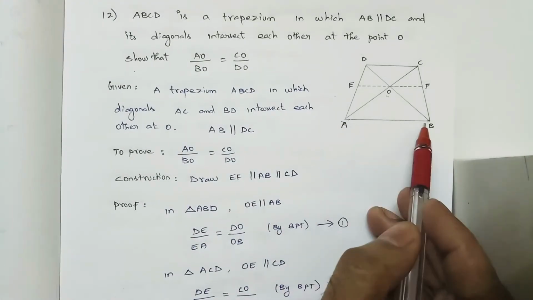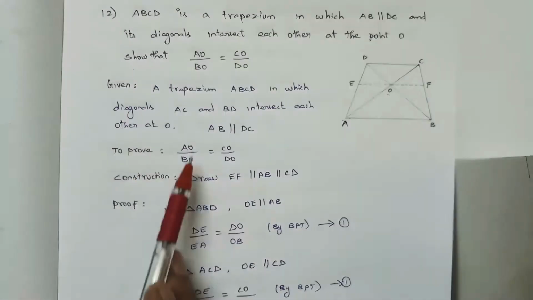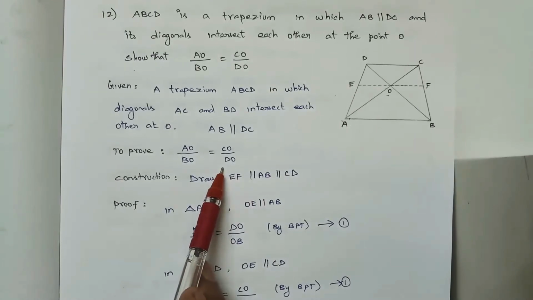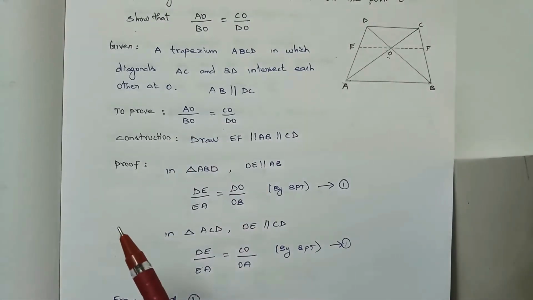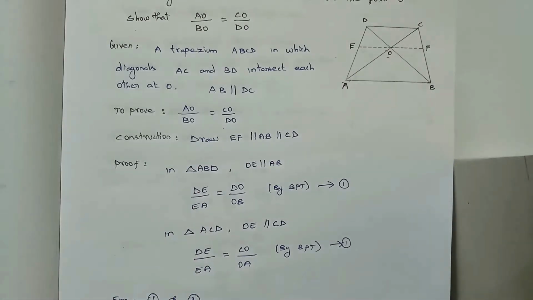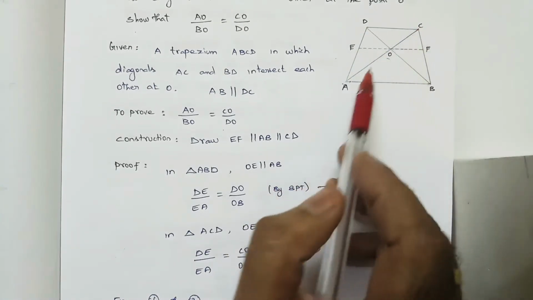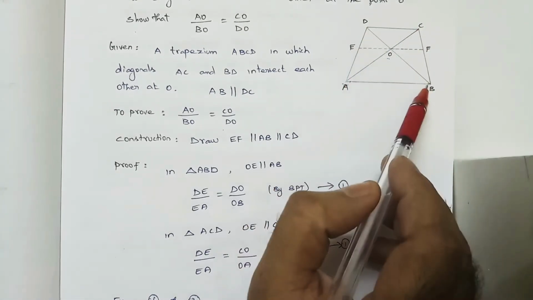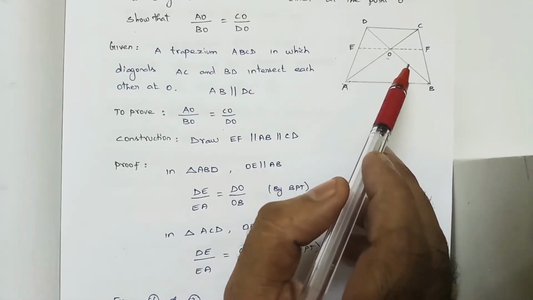And they have given that AB is parallel to DC. And what we want to prove? We want to prove that AO by BO is equal to CO by DO, right? So here, for our convenience, we need a triangle. See, I'm having the trapezium. While I'm just drawing the diagonal, we got triangles, but in the triangle, I need a parallel line.